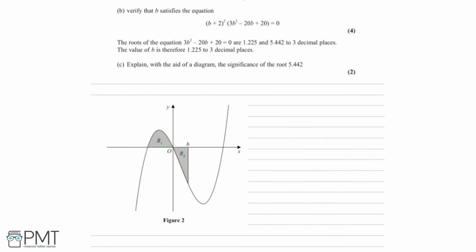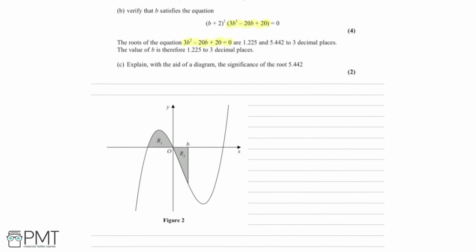So the roots of the equation 3b squared minus 20b plus 20 equals 0 are 1.225 and 5.442 to 3 decimal places. The value of b is therefore 1.225. And in part C it says we need to explain with the aid of a diagram the significance of the root 5.442. And this is for 2 marks. Well, the first thing to notice is that this is actually this here.